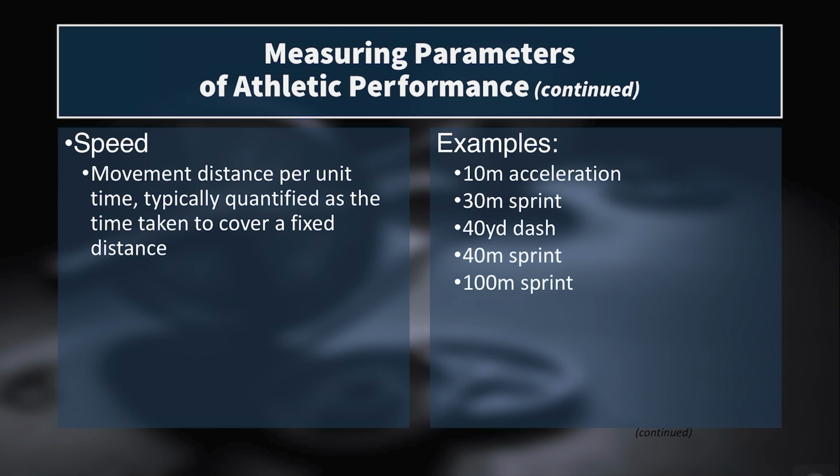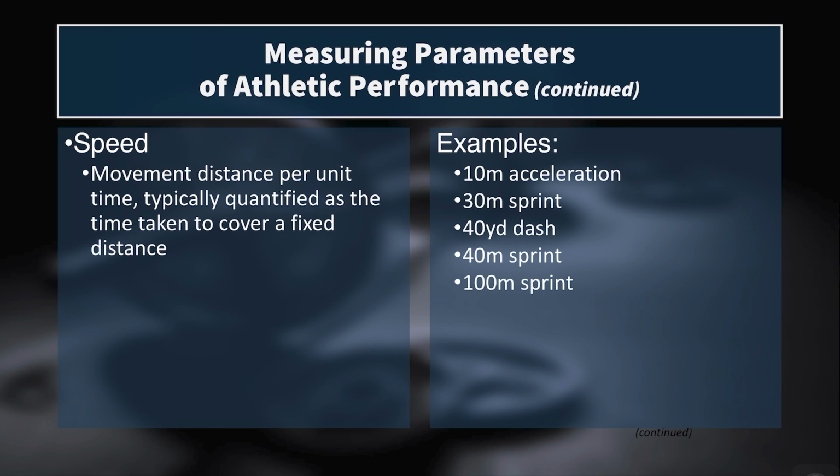Next, we have the speed domain. This is movement distance per unit of time, typically quantified as the time taken to cover a fixed distance. So, in plain English terms, that just means how fast can you get from point A to point B? And that can be from a standstill, so there's an acceleration component. That could be from a running start, so maybe we're testing max velocity. That could be with any type of locomotion. If you're a cyclist, well, you're probably not going to test your 40-meter sprint, but you might test the top speed you can achieve on a bike.